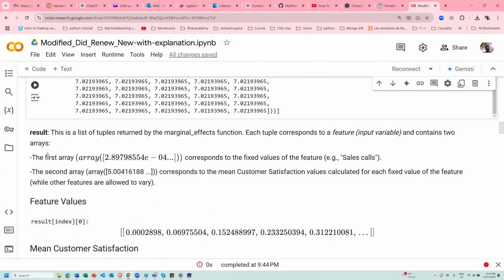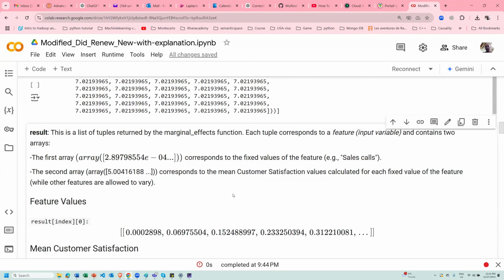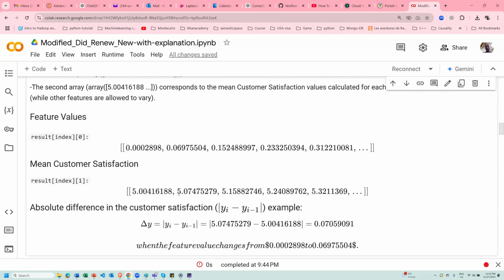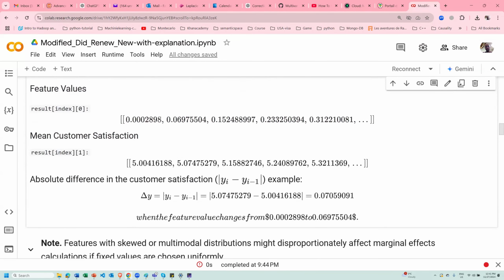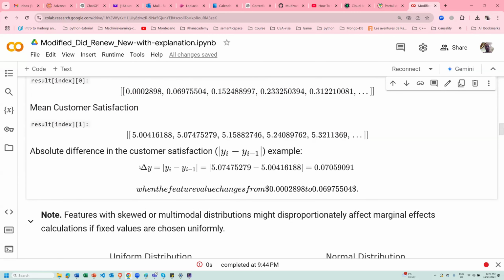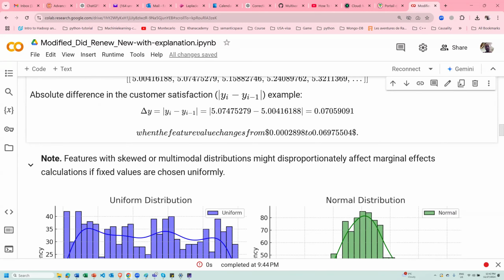So here, just to explain, we have two arrays. The first array corresponds to the fixed values of the future sales cost, for example. The second corresponds to the mean customer satisfaction values calculated by marginal effect. Here again, I took just the above values to make sure that it's not confusing for you. So delta y here is the customer satisfaction, and we are taking the absolute value of these two, something that I showed you in my presentation. So we had this absolute value of the subtraction between yi and yi minus 1, so here we have these values when this feature changes from this to this.